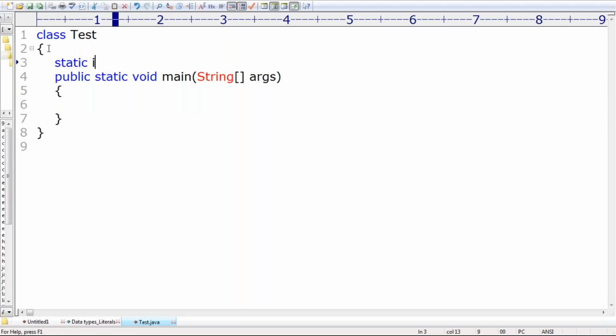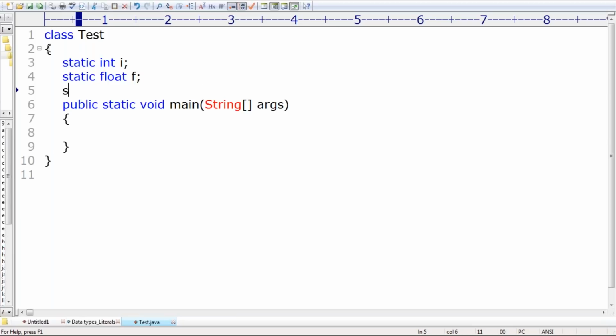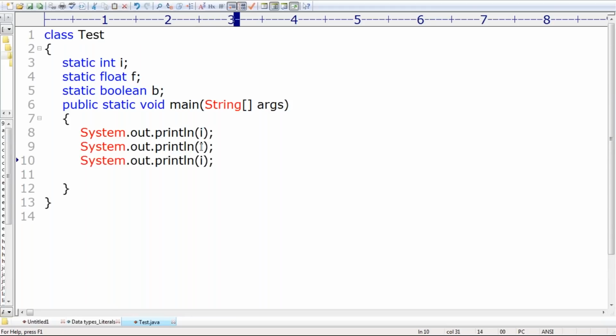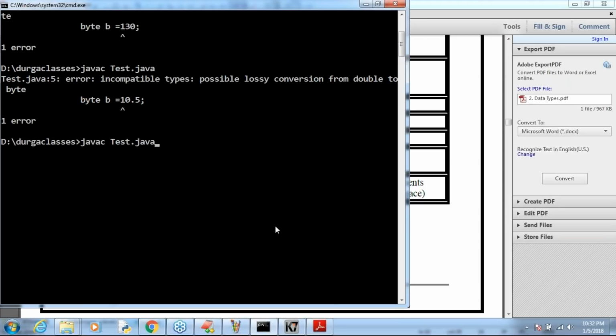Sir, I'm taking static int i. Next, and after that, static float f I'm taking. Static float f. Next, and after that, static boolean b I'm taking, sir. Static boolean b. Sir, let me print System.out.println of i value. Next, and after that, f value, and then b value, like this I'm taking, sir. Regarding i, f, b, sir, can you spell out what is the output by default we are going to get, sir? Observe that.